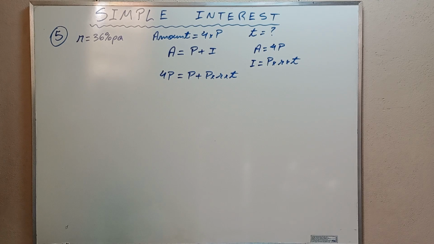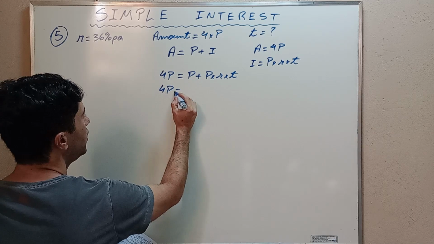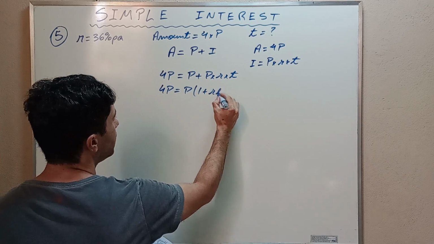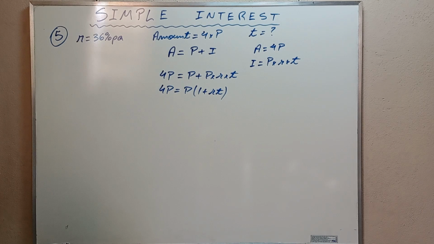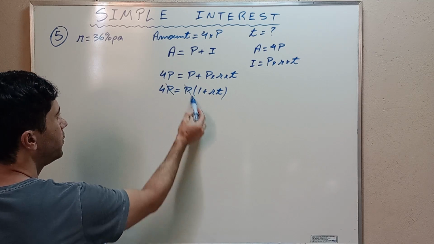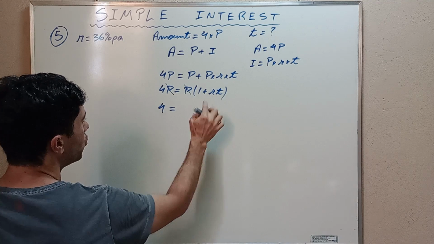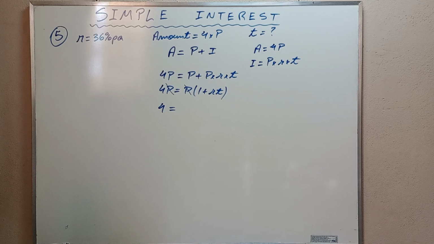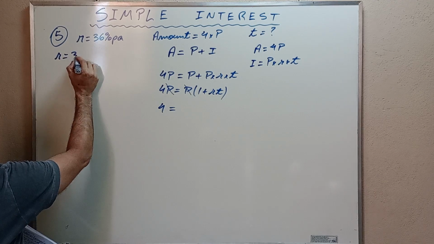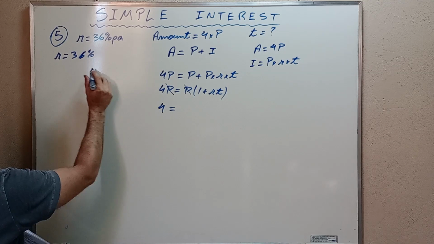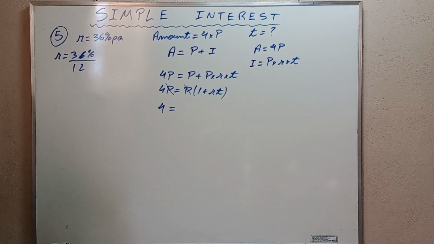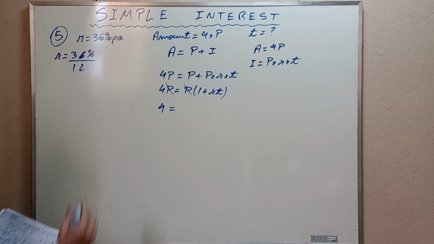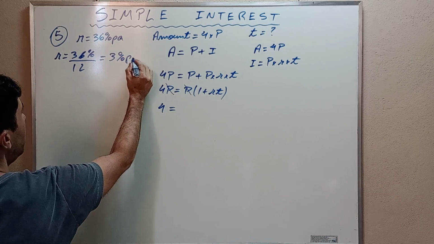And if we simplify this expression, we get that 4 times P is equal to P(1 + RT), okay? And we can simply use the values. We cancel this with this, and we find that 4 is equal to 1 plus RT, but the rate was given per annum, and let's use months, okay? Because we don't want broken years, so we are going to use months here. Okay, so the rate is equal to 36% per annum, and if we divide by 12, because there are 12 months in a year, we find that the rate is equal to 3% per month.